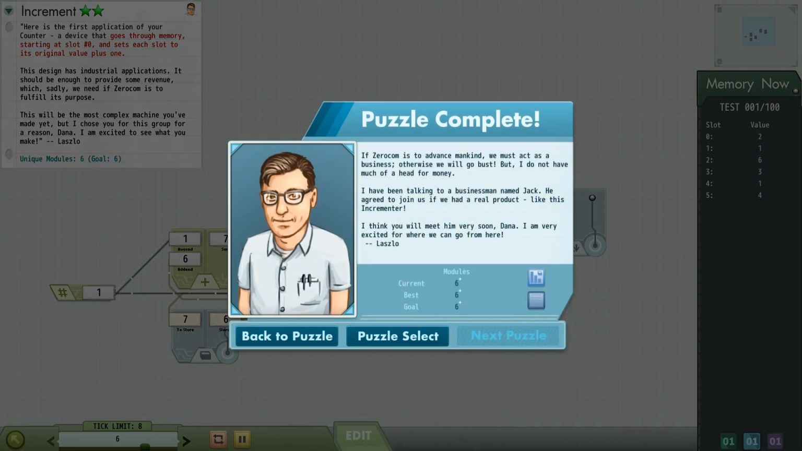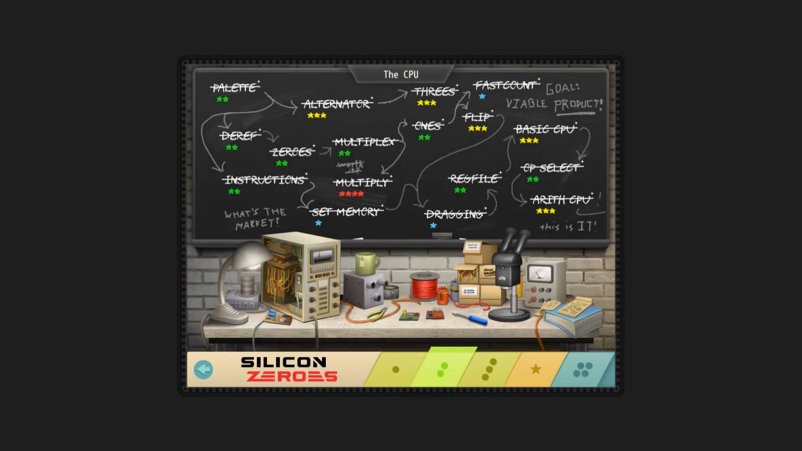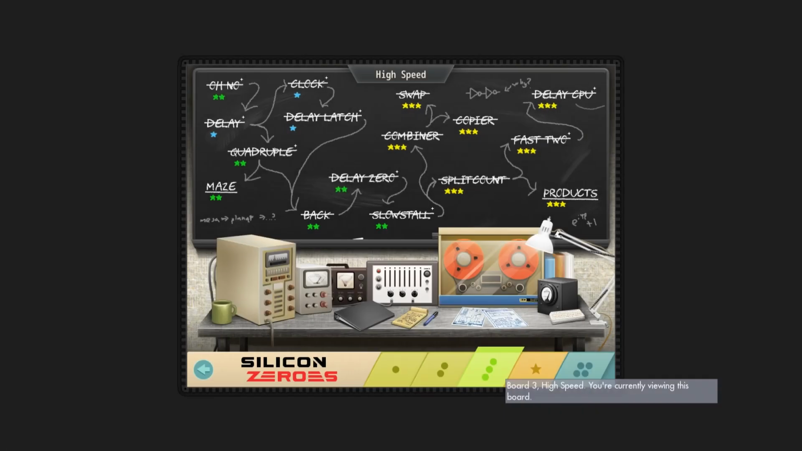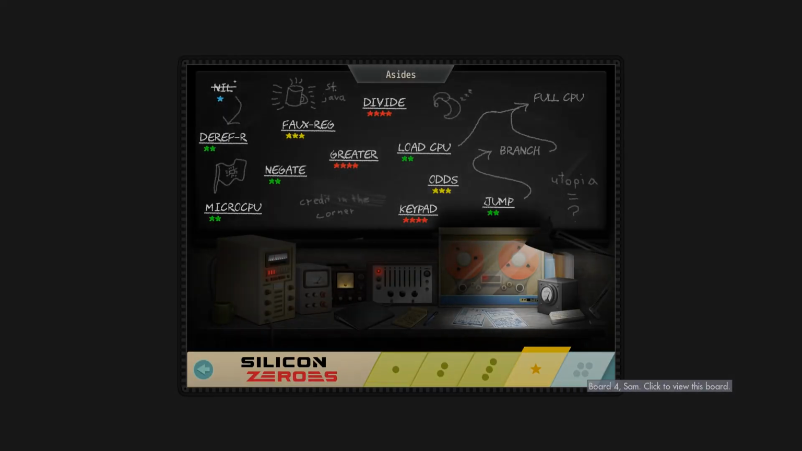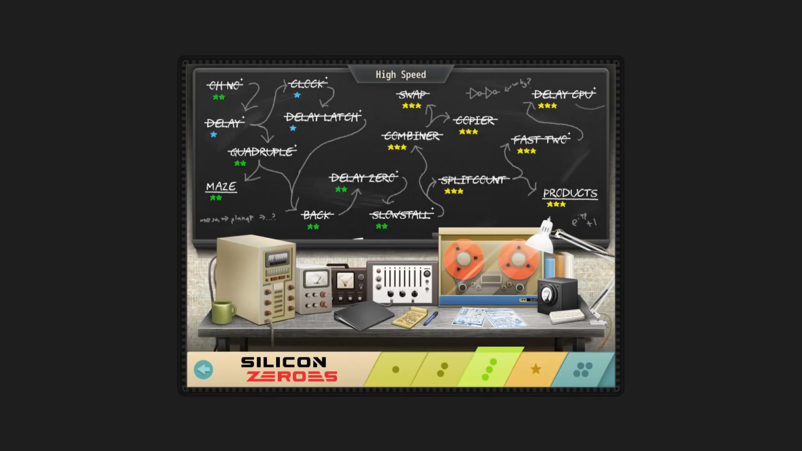And again, you get more stories about Zerocom. This is Laszlo. He's from Hungary and he has all sorts of puzzles about cows. The puzzle select screen, as you notice, is all like a blackboard. As time goes on, technology improves, things get more miniaturized, and then you get some really hard challenges towards the end here. So this is as far as you need to go to complete the game.